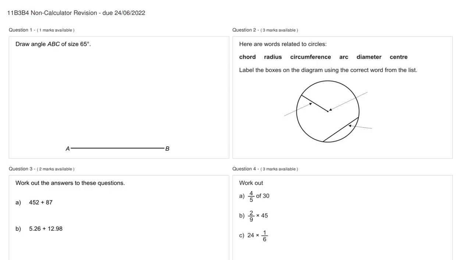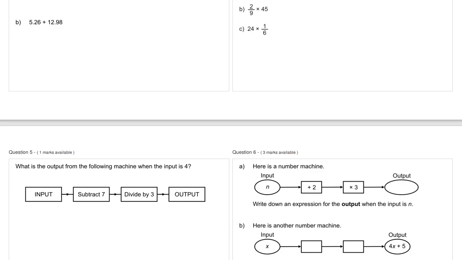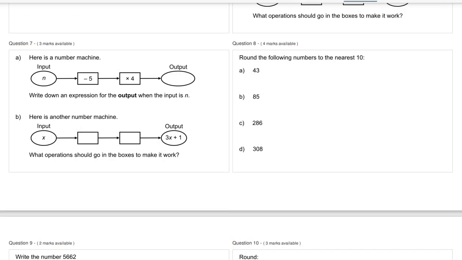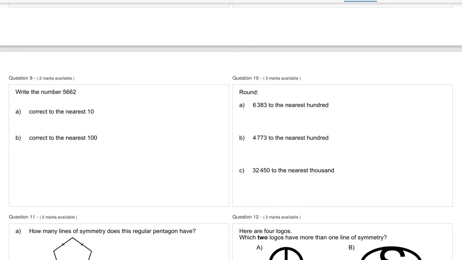Okay, so I'm going to go over some of the non-calculator questions that were set for you. Right, question 9. Write the number 5662 correct to the nearest 10.